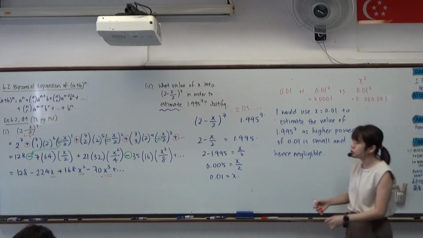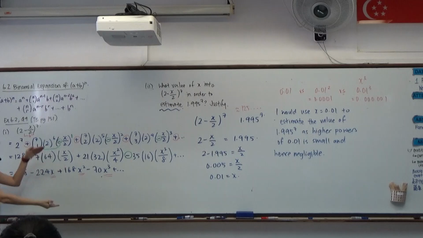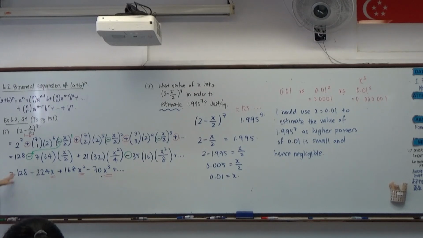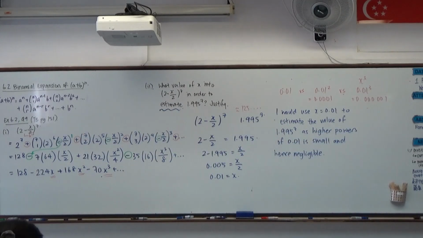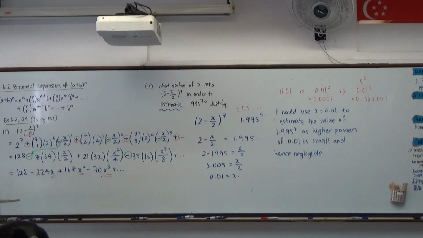Okay, so we don't want to choose a value of x such that it will cause a very big fluctuation in the number from the 1.998 itself. So that's why with 0.01, even at higher powers of x, the fluctuation is not going to be so big. Therefore 0.01 is actually a good estimate. Any questions? Okay, can I move on to the next one?